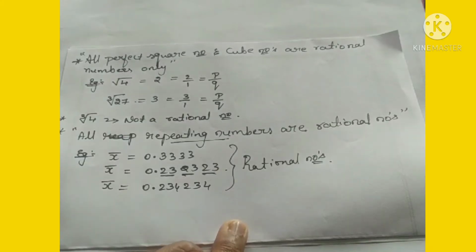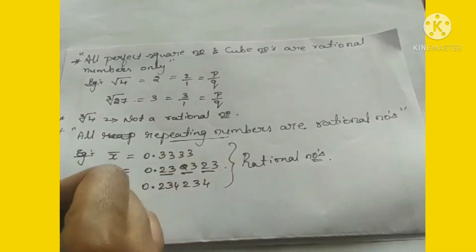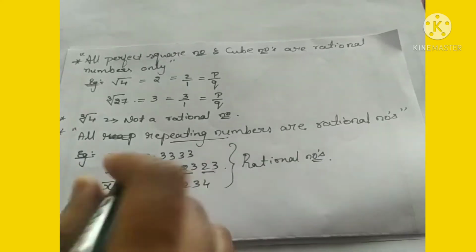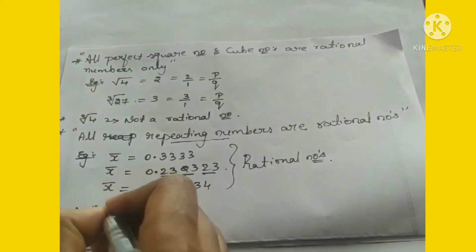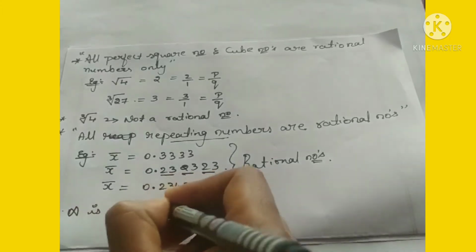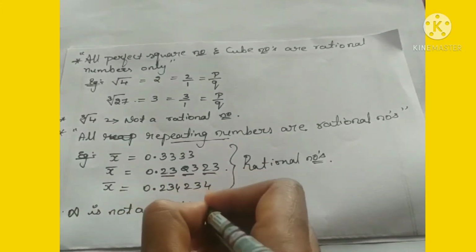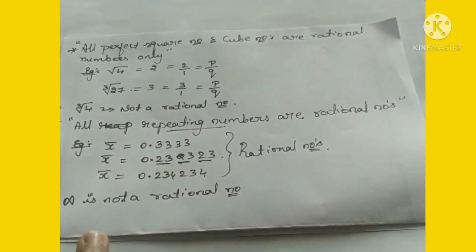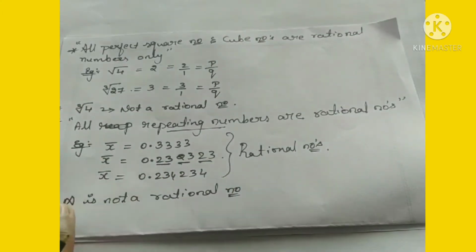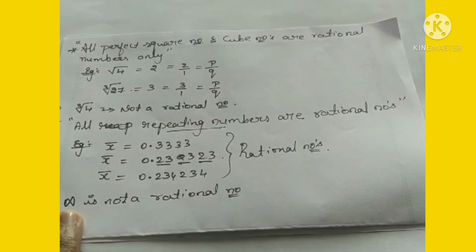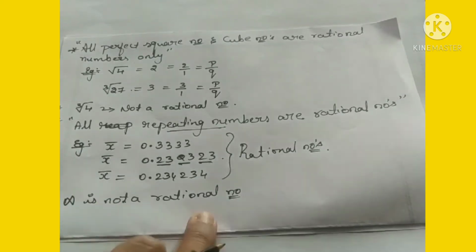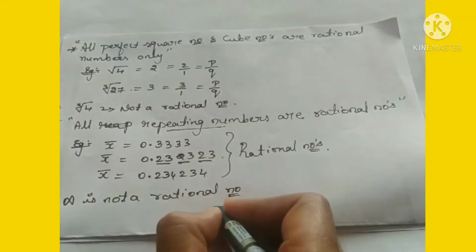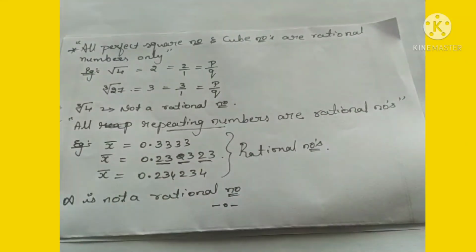One more important point under rational numbers is infinity. Infinity is not a rational number because its value goes on. So it is not a repeating number. Firstly, infinity is not a repeating number, so infinity is not a rational number. Okay, this is all about the rational numbers. Next we move on to the irrational numbers.